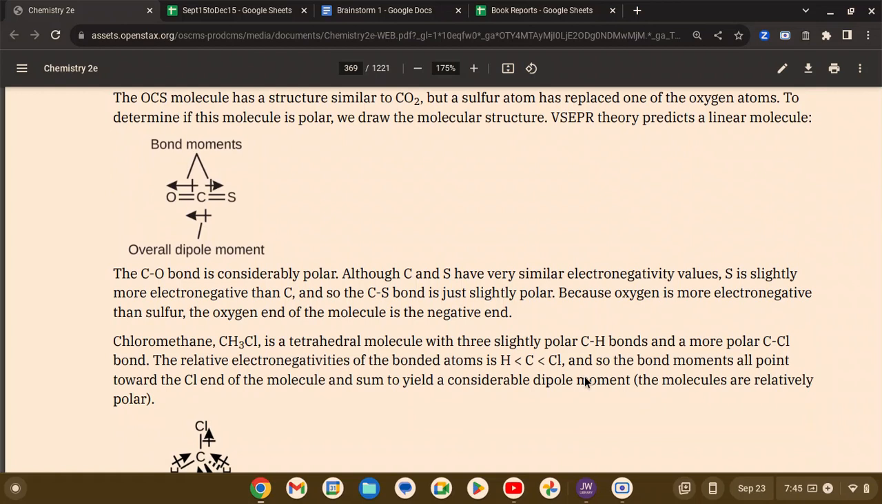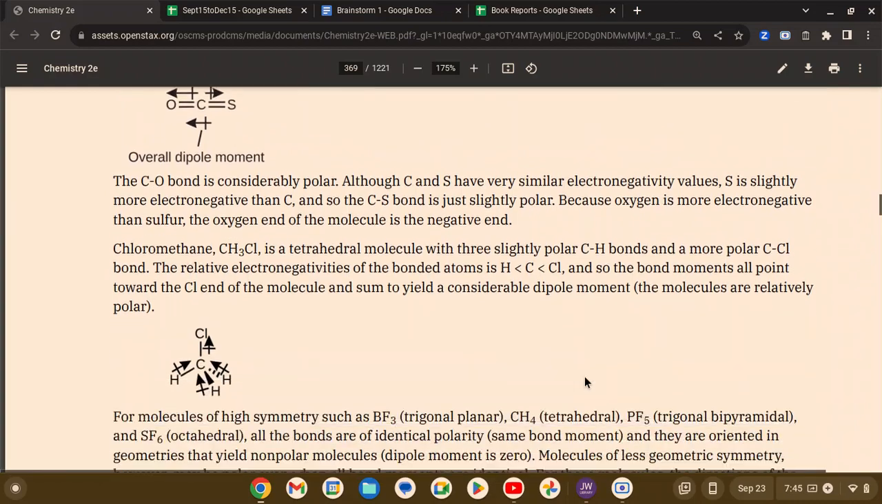Chloromethane is a tetrahedral molecule with three slightly polar CH bonds and a more polar CCl bond. The relative electronegativities of the bonded atoms, H, C, and Cl, are such that the bond moments all point toward the Cl at the end of the molecule, and sum to yield a considerable dipole moment.